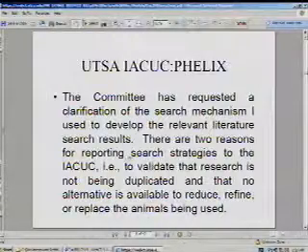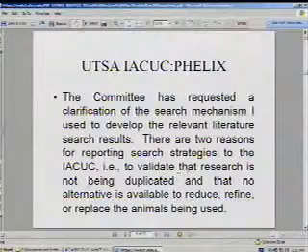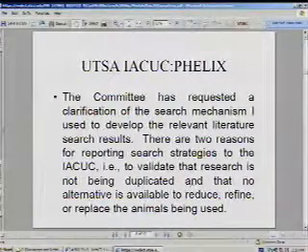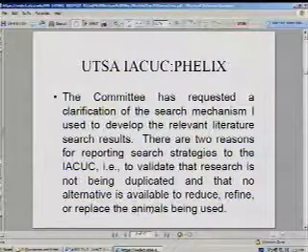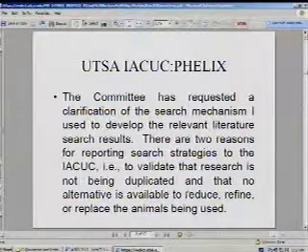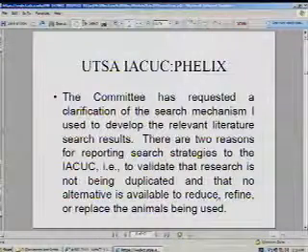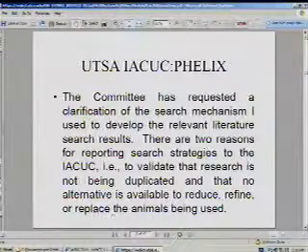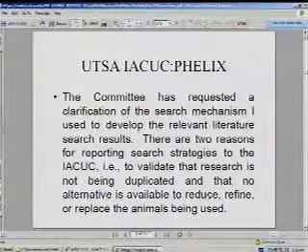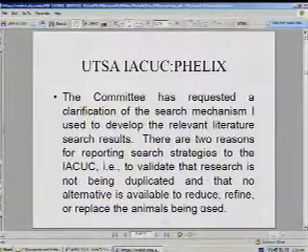There are two reasons for reporting search strategies to the IACUC. That is to validate that research is not being duplicated and that no alternative is available to reduce, refine, or replace the animals being used. So here are the 3 R's of using animals in research: reduce, refine, and replace. We saw eliminate and minimize as the 2 here, and obviously refining should minimize as well.